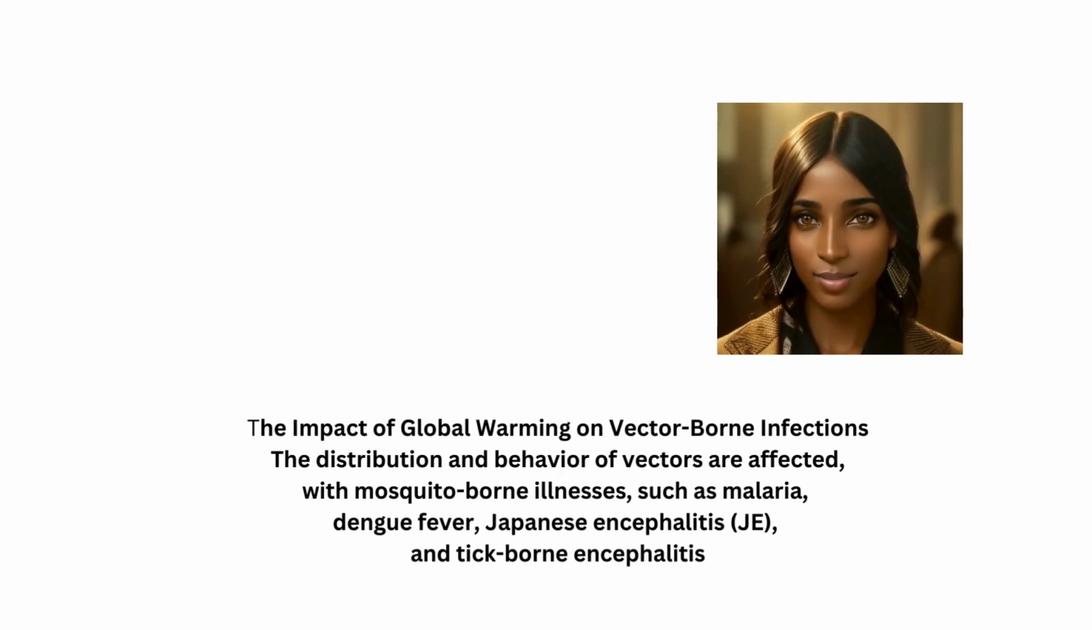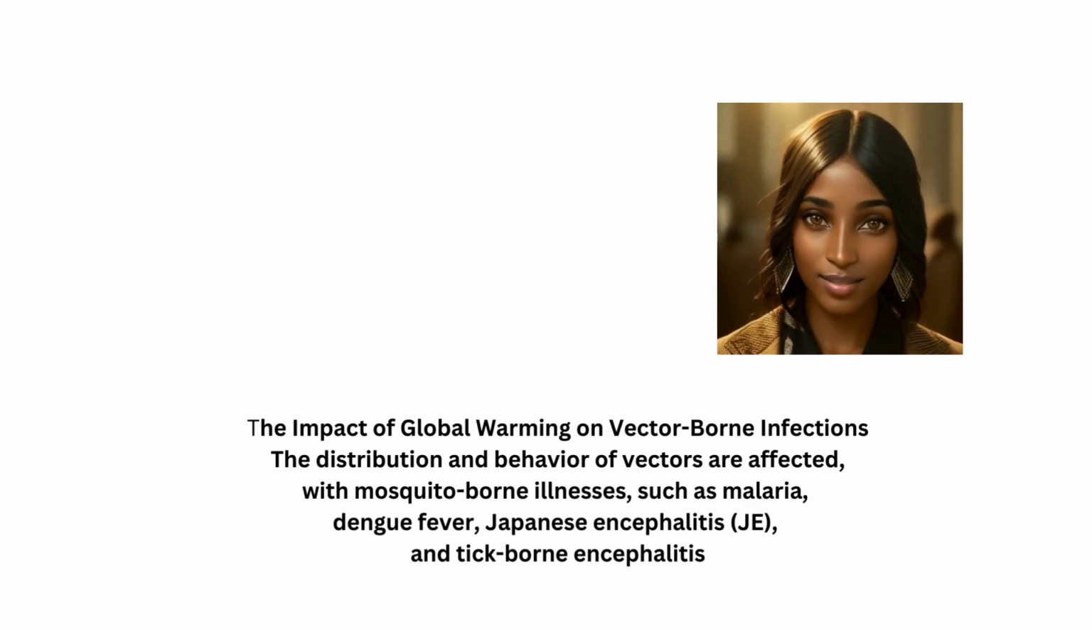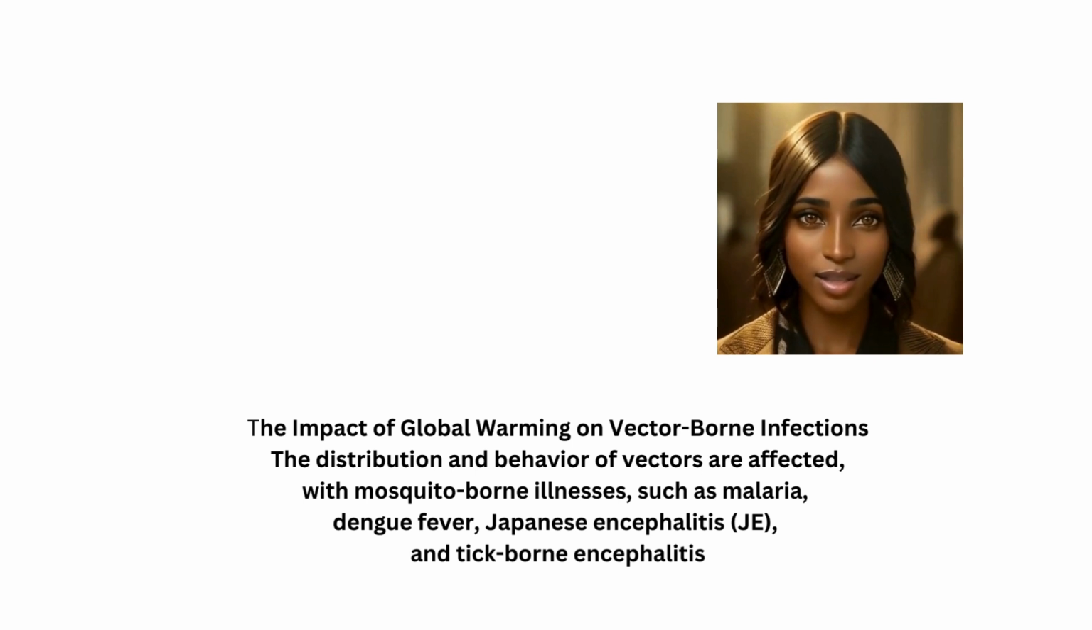Global warming has a major impact on vector-borne infectious diseases, but the effects vary depending on the type of vector. The distribution and behavior of vectors are affected, with mosquito-borne illnesses such as malaria, dengue fever, Japanese encephalitis, JE, and tick-borne encephalitis being among the most frequently affected.